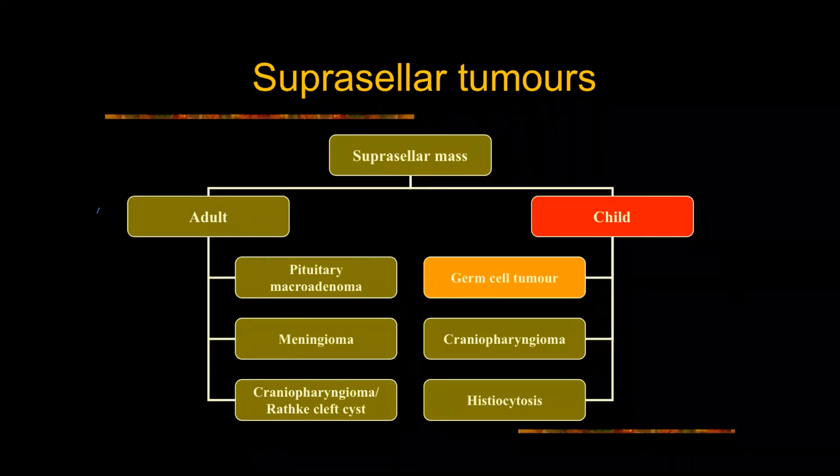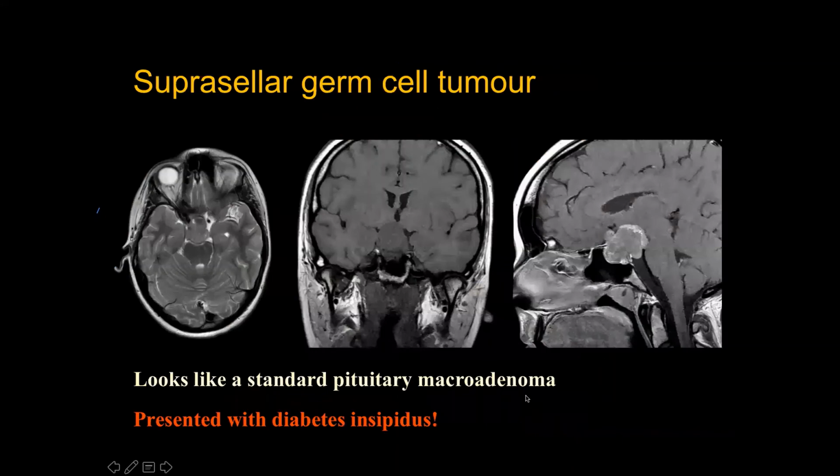In a child, there are three things you think of if you see a suprasellar lesion: is that a germ cell tumor, craniopharyngioma, or histiocytosis? This looks like a standard pituitary macroadenoma presented with diabetes insipidus. This is a suprasellar germ cell tumor. Any child with diabetes insipidus with a suprasellar mass is a germ cell tumor until proven otherwise.